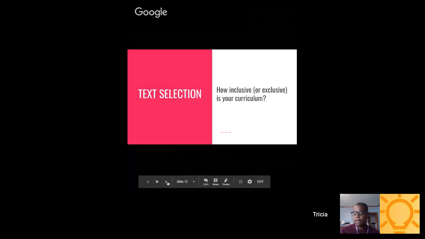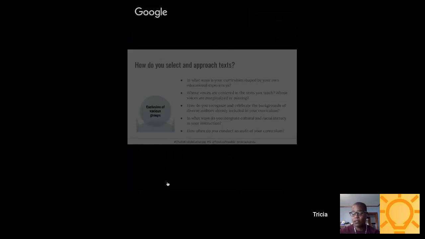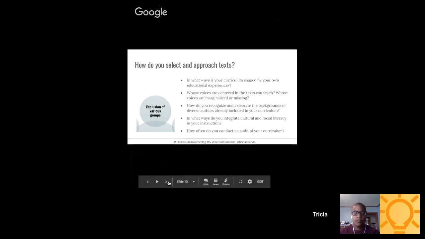And so when we think about text selection, it's that first question about invisibility. How inclusive or exclusive is your curriculum? How do you select and approach text? Again, we talked before about the way that curriculum might be shaped, not necessarily by outsiders, but by ourselves, and how we choose based on our own experiences.